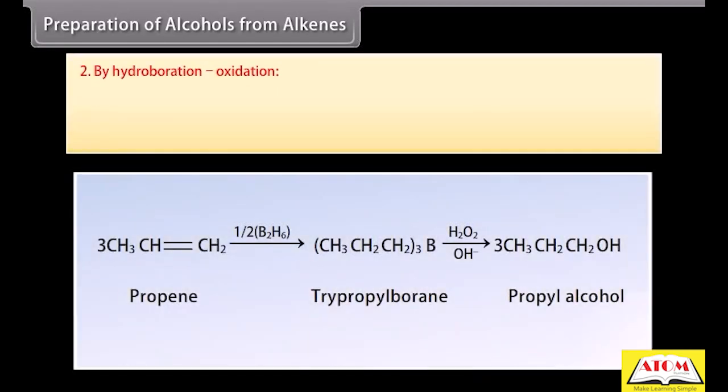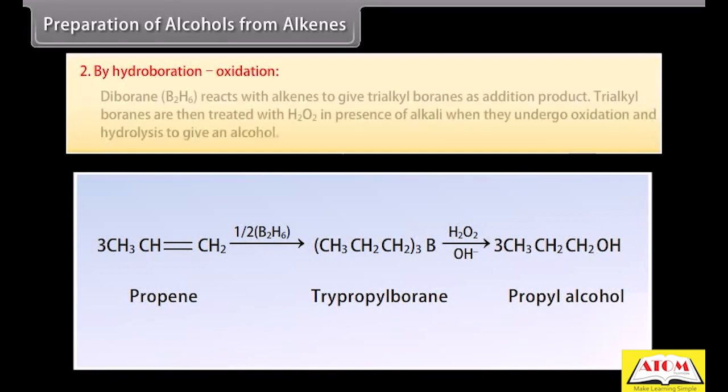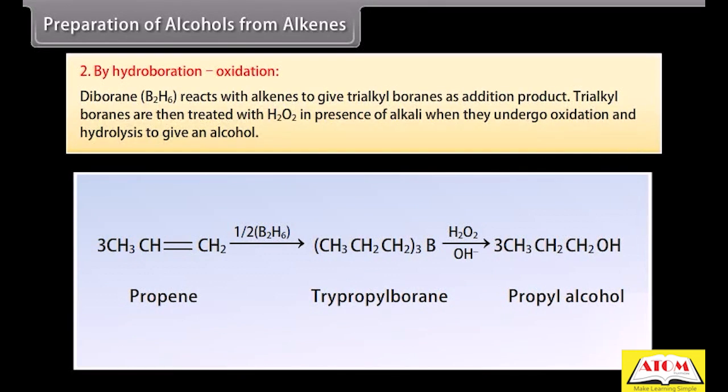From alkenes by hydroboration oxidation. Diborane reacts with alkenes to give trialkyl boranes as addition product. Trialkyl boranes are then treated with hydrogen peroxide in presence of alkali, when they undergo oxidation and hydrolysis to give an alcohol.